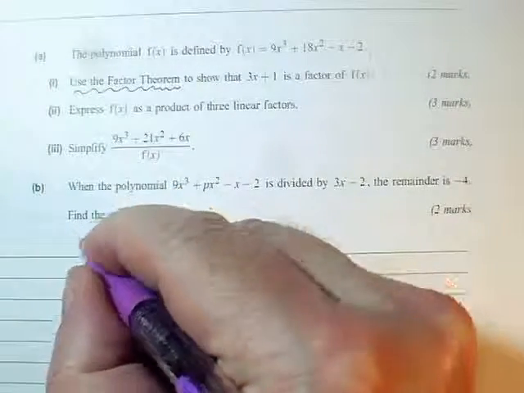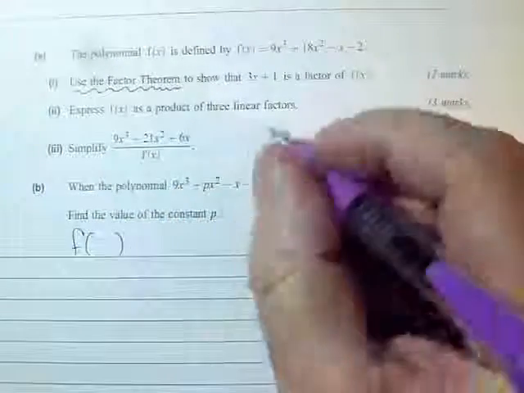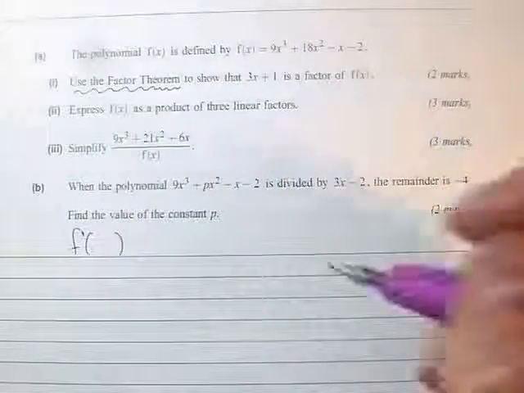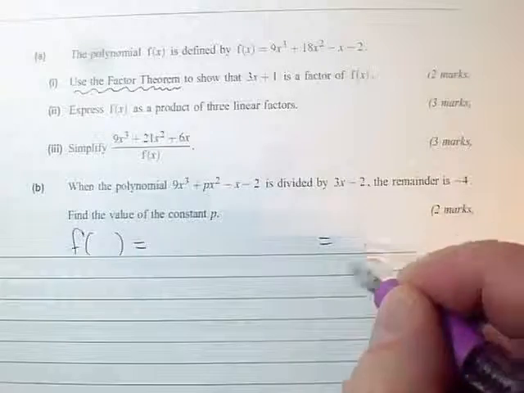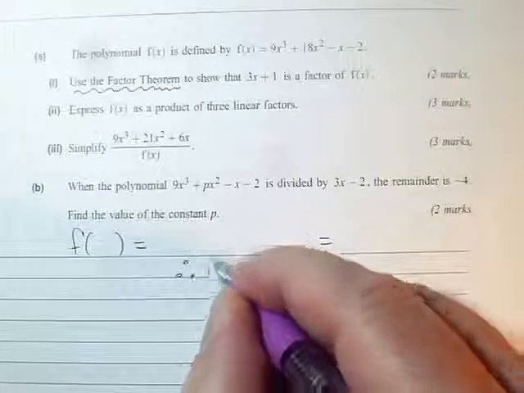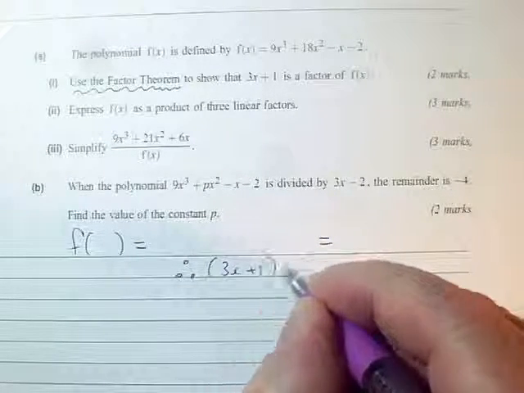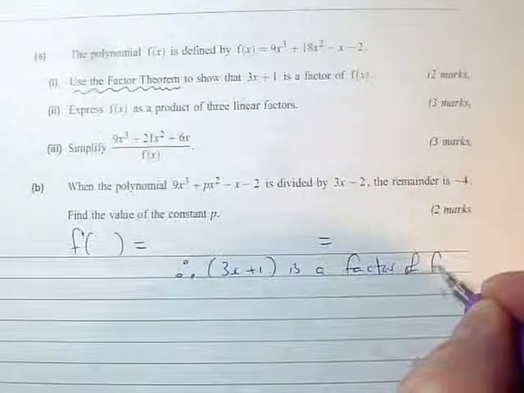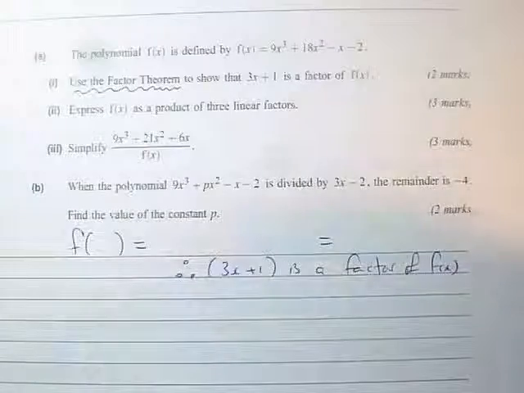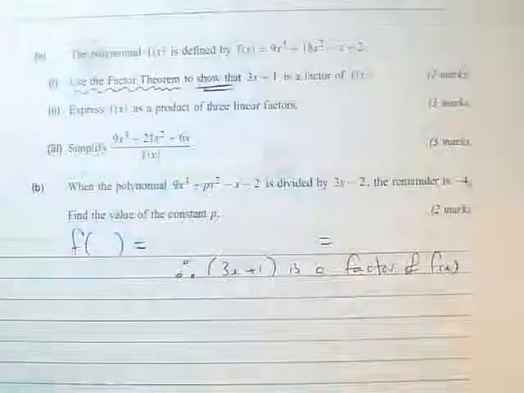So you need to say f of the particular value, which will be the value that makes the factor equal 0, equals, you'll substitute that in, and you'll get the appropriate answer that enables you to conclude that therefore 3x plus 1 is a factor of f of x. So always draw the conclusion on a show that question.